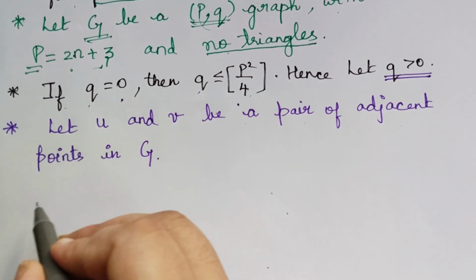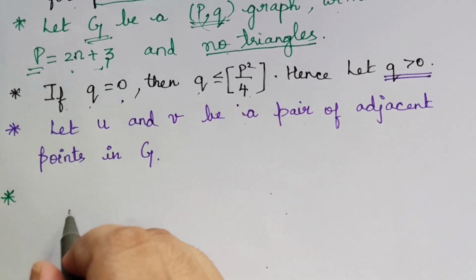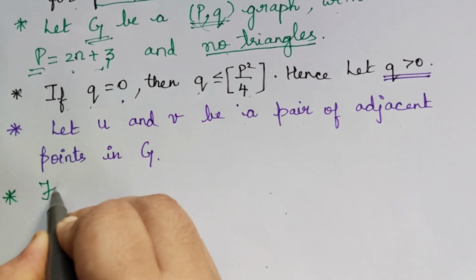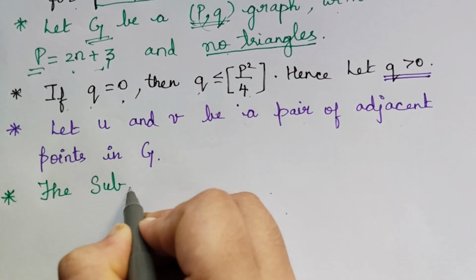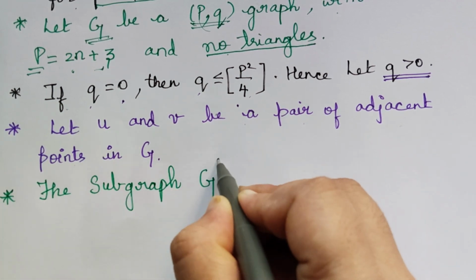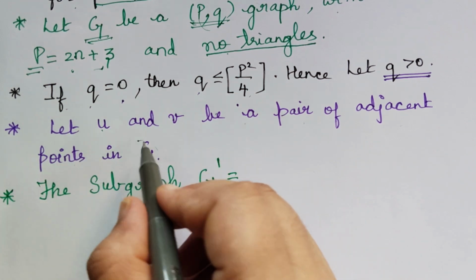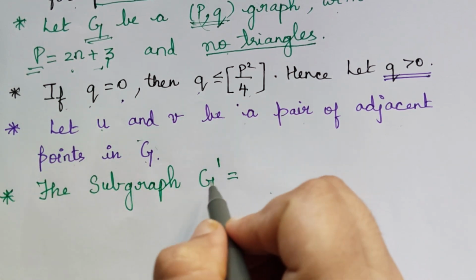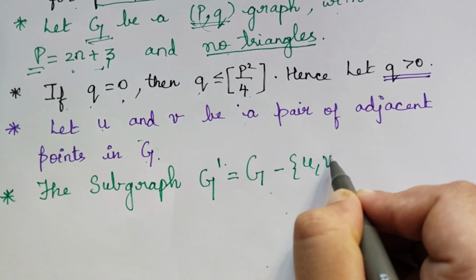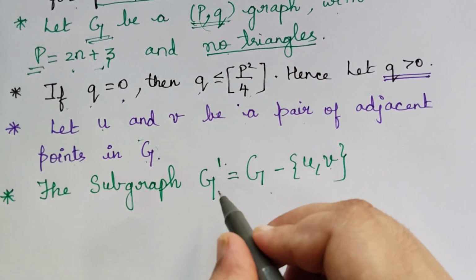Now from this graph G, we are going to form a subgraph. The subgraph that we are going to form newly, we are going to represent it as G dash. And how are we going to form it? For this G dash, we are going to remove the points U and V from G, and we are going to consider the remaining graph as G dash. So from G, we are going to remove the points U and V. So the edge between them will also be removed, and the remaining graph we are going to take as G dash.